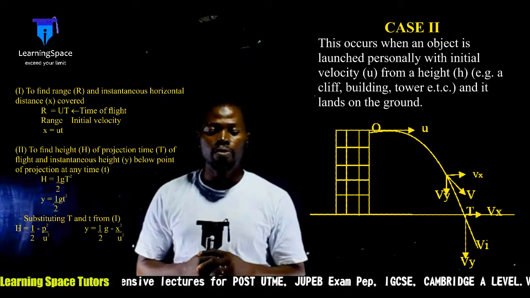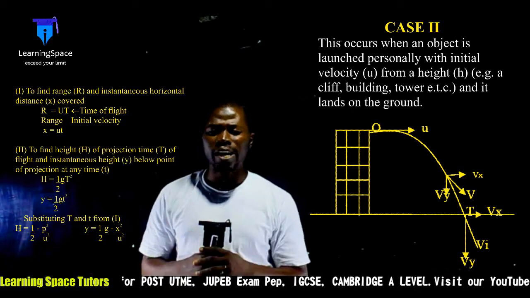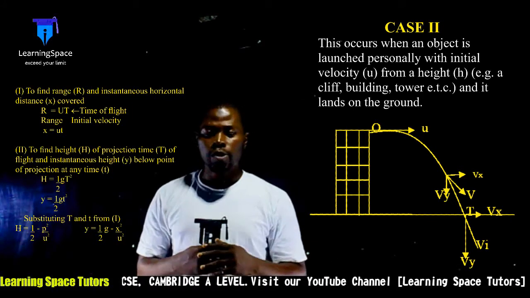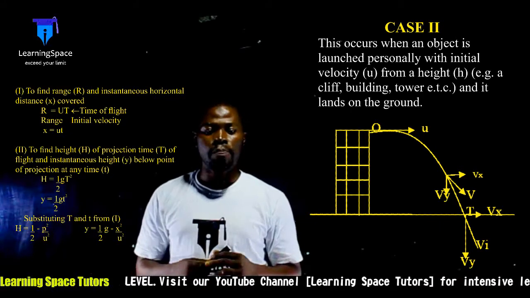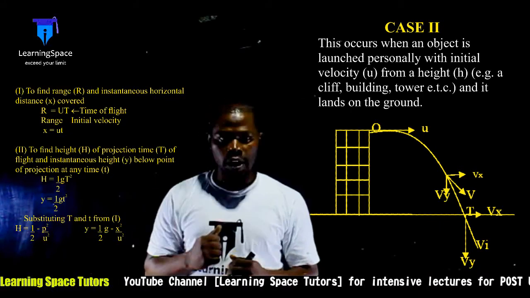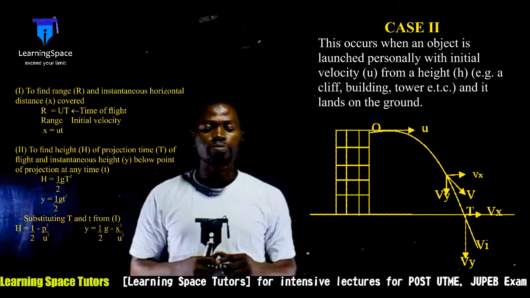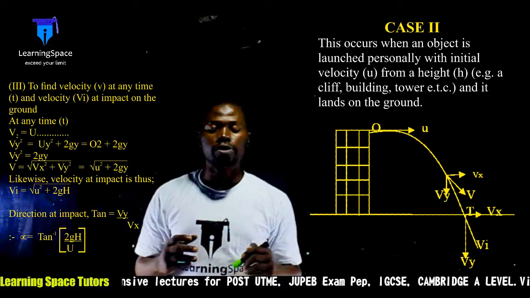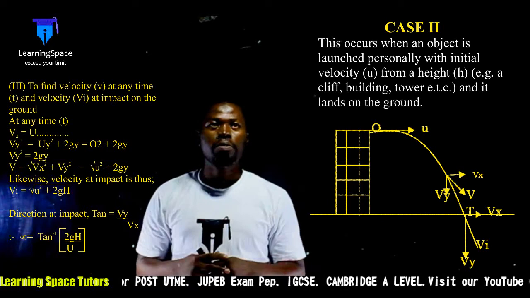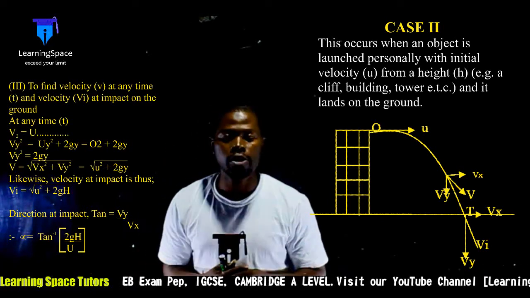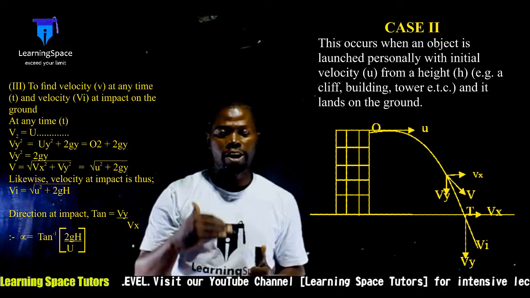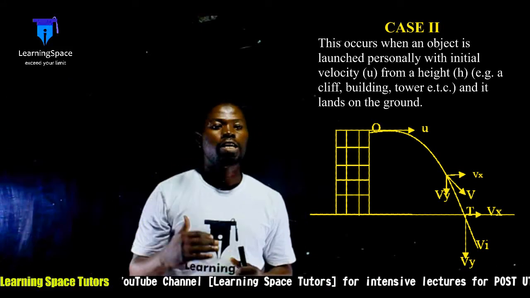In the second case, case 2, an object is launched horizontally from a particular height. You can apply that, let's say, to a fighter jet that is moving in a straight line, then it drops a bomb. The bomb is going to follow the trajectory in that direction as shown in the diagram that you can see on the screen. So you can see the formulae to find various parameters under case 2.